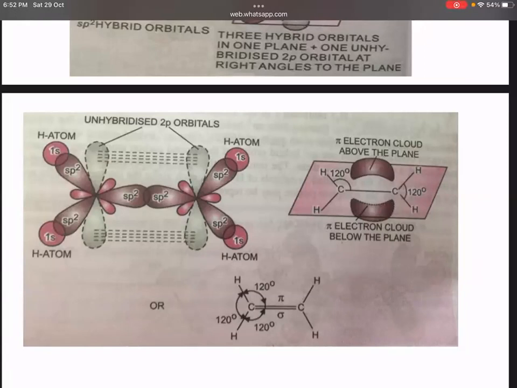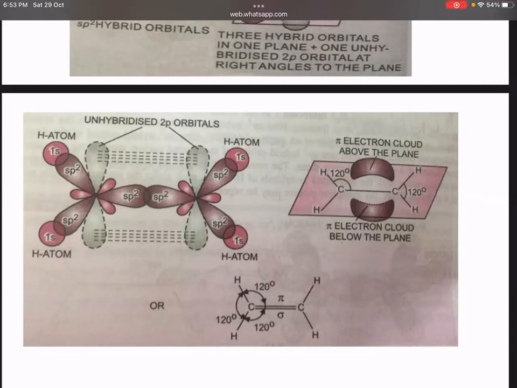So in the ethylene molecule, CH2 double bond CH2, each carbon is attached to two hydrogens and one carbon. That's why it undergoes sp2 hybridization. Each carbon has an unhybridized p orbital. Hybrid orbitals form sigma bonds, but they will not form pi bonds. Hybrid orbitals always form sigma bonds. This is the hint we are getting. The unhybridized p orbitals form the pi bond. So this angle is 120, and this is also 120.